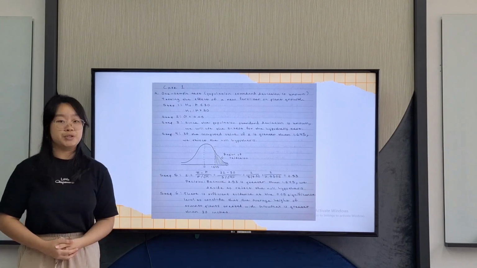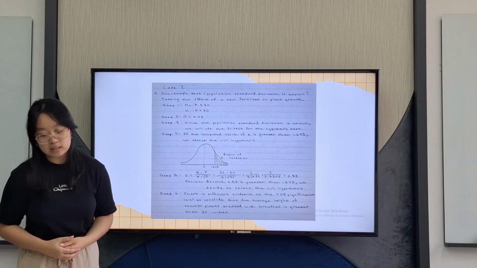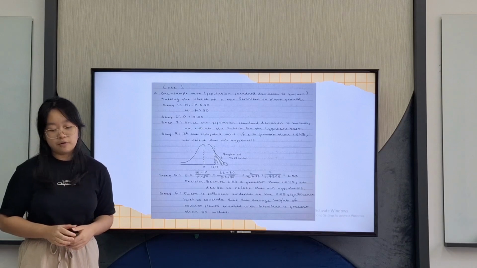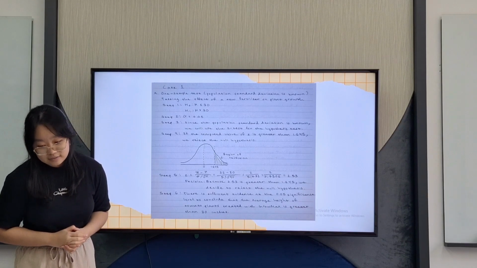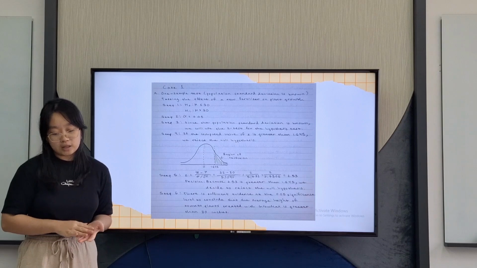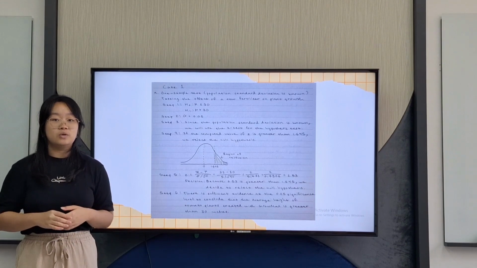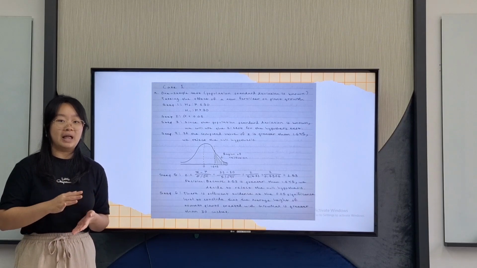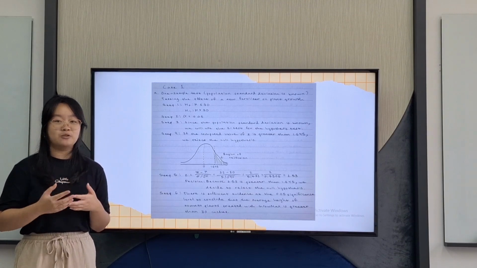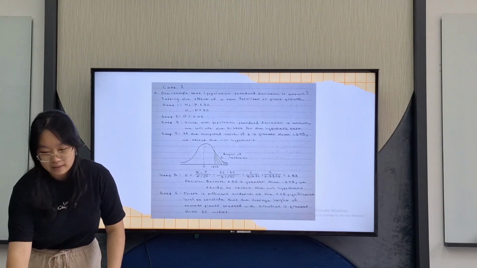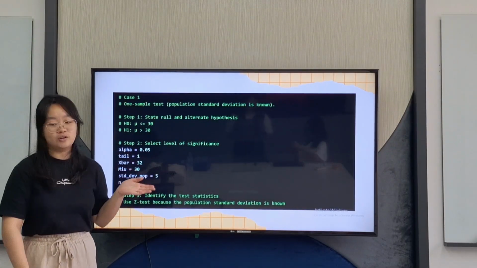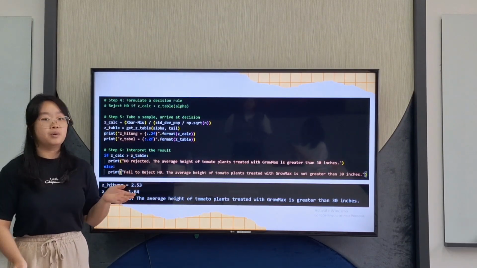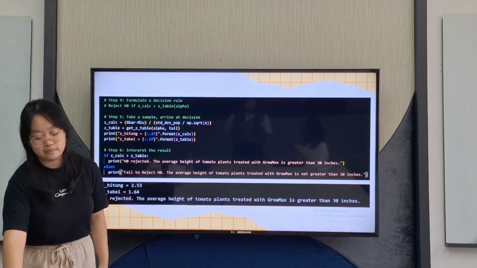Then step 6, in conclusion, there is sufficient evidence at the 0.05 significance level to conclude that the average height of tomato plants treated with GrowMax is greater than 30 inches. So the horticulturist should use the GrowMax to grow the tomato plants so that the result will be better. Next, we have the code. And the answer from both manually and code is the same.